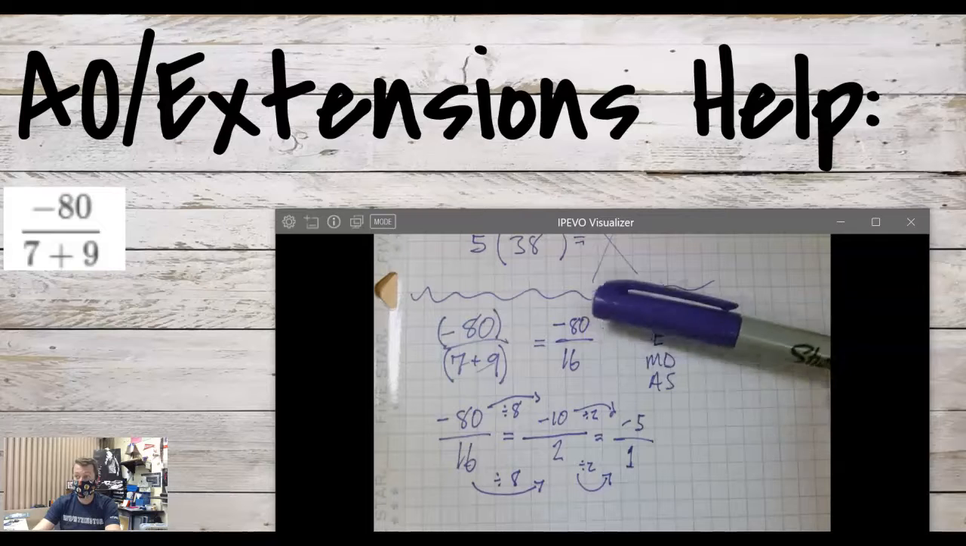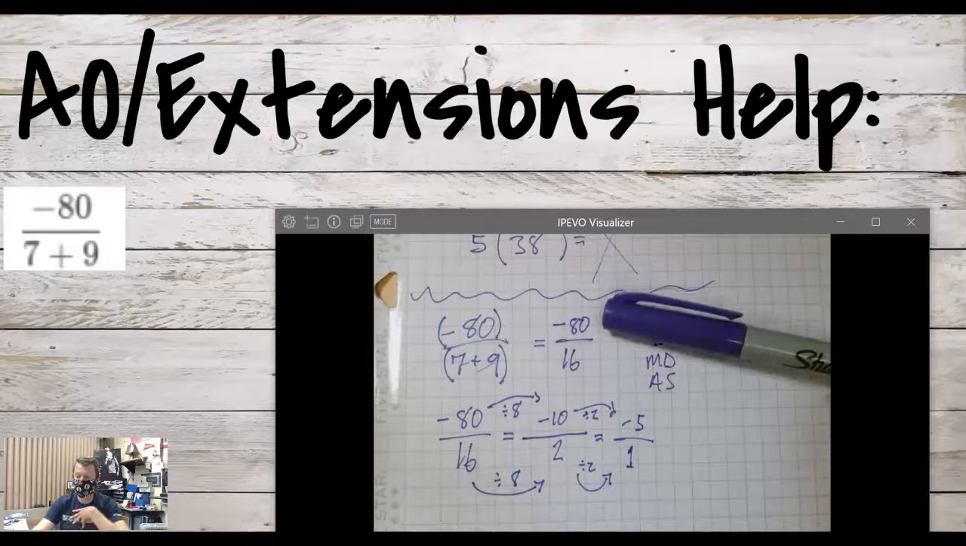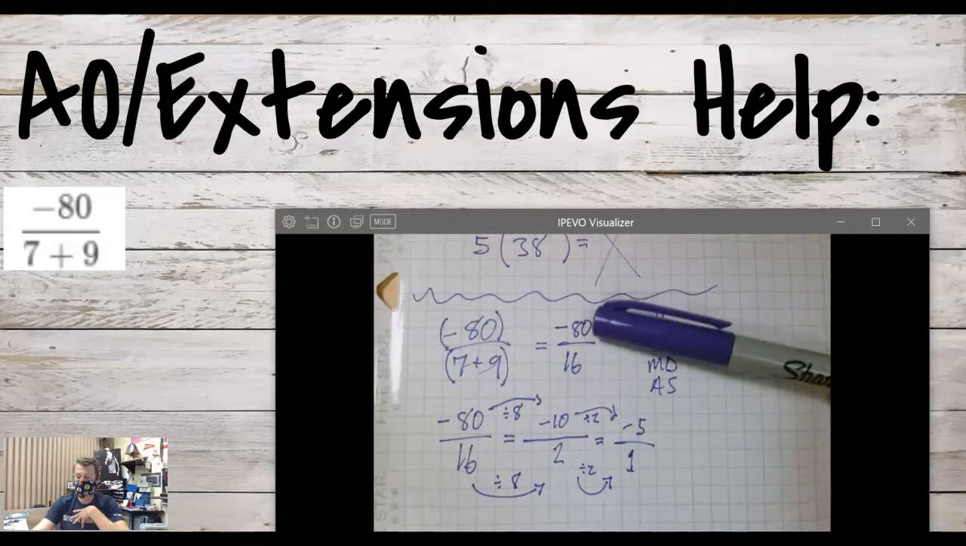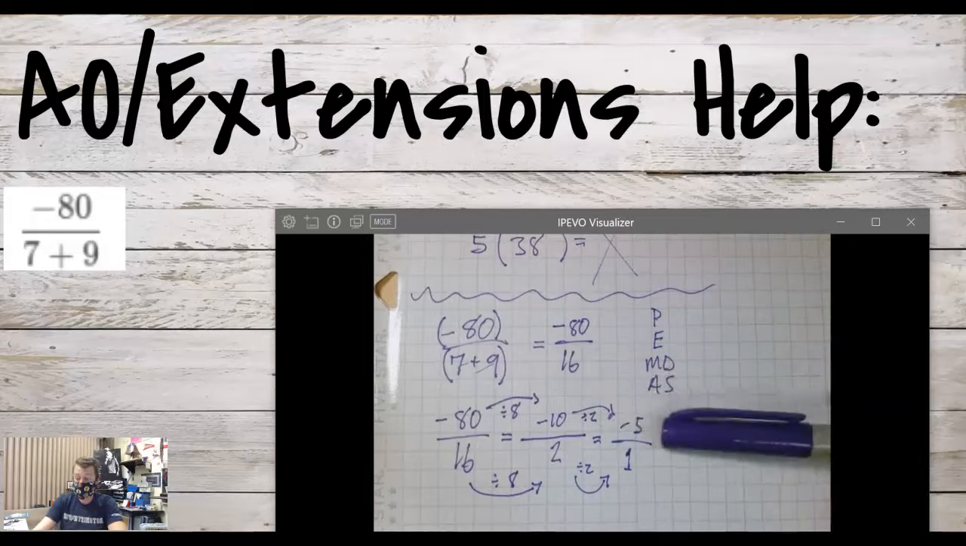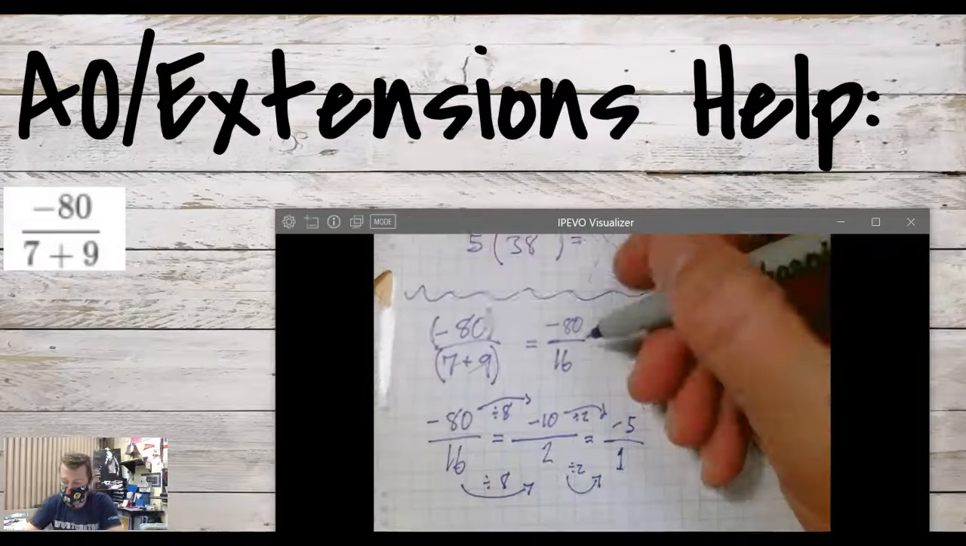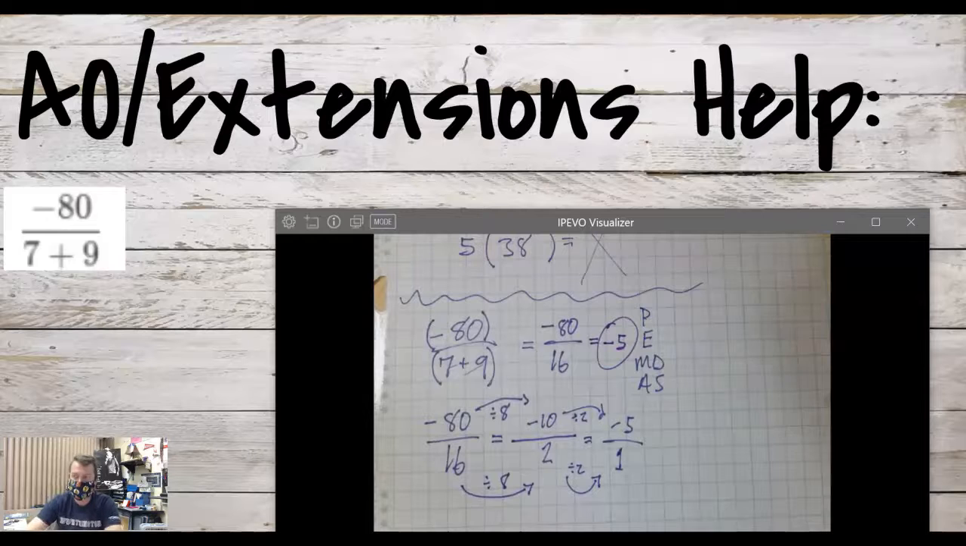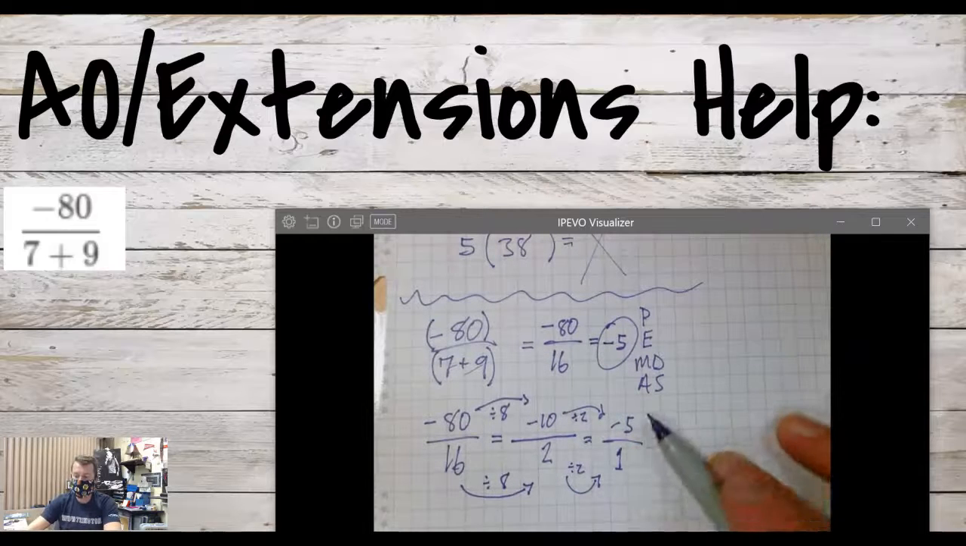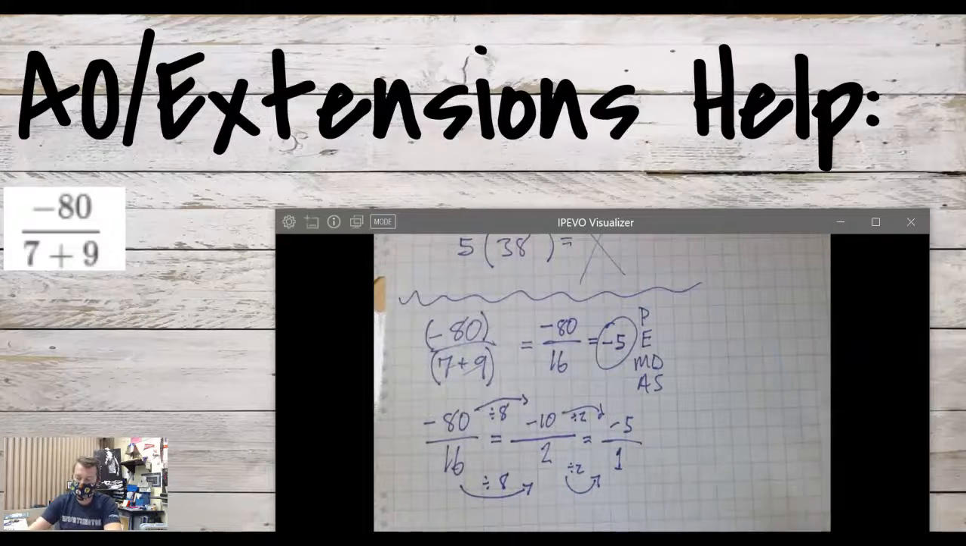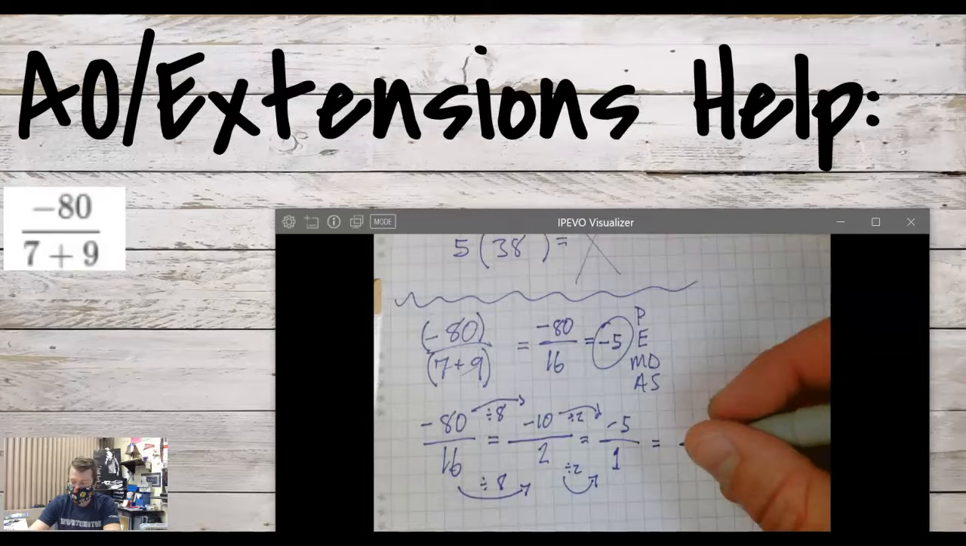And actually, if you had a calculator, or if you're smarter than I am, you might be able to figure out that negative 80 over 16, that division just comes out to be negative 5. So our answer, really, if we just straight up did the division, is negative 5. By reducing the fractions, I got to negative 5 over 1, which is also just negative 5.